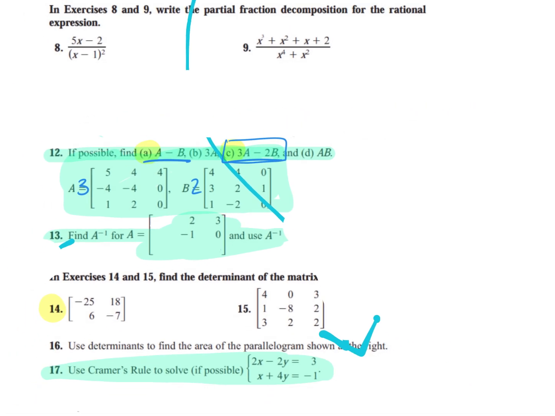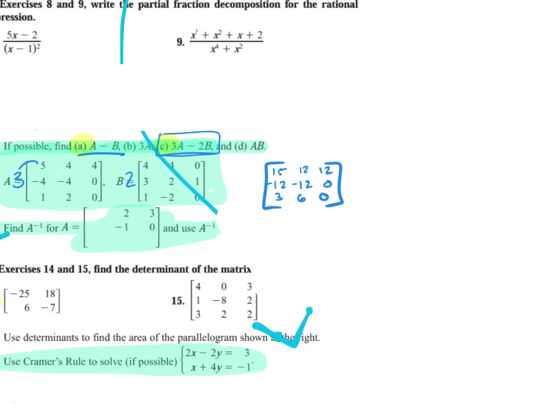I'm going to write my matrices over here. So when we distribute 3, we would get 15, 12, 12, and then -12, -12, 0, and 3, 6, 0. Then when we distribute 2 to B, we would get 8, 8, 0, 6, 4, 2, and 2, -4, 0.